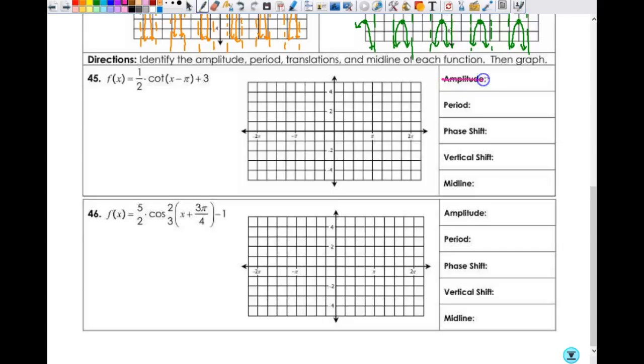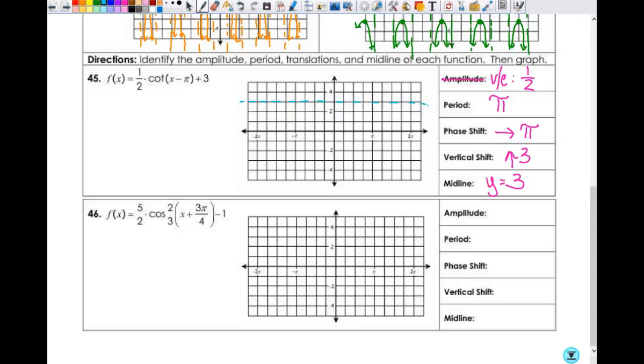Amplitude, again, doesn't exist, but I have a vertical compression of 1/2. The period, there is no b, so period is pi. Phase shift, we go to the right, pi. Go up 3, so my midline is at y equals 3. So sketch in your midline. Those of you that are not doing that, that's where some of your issues are coming in.